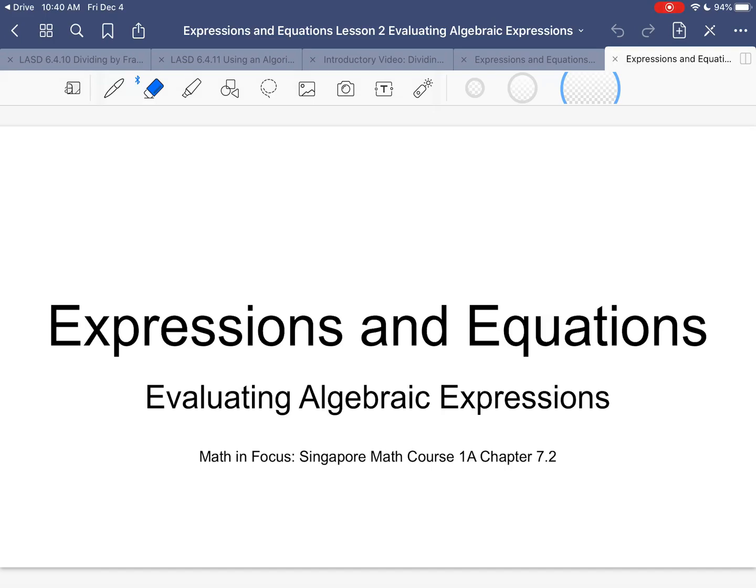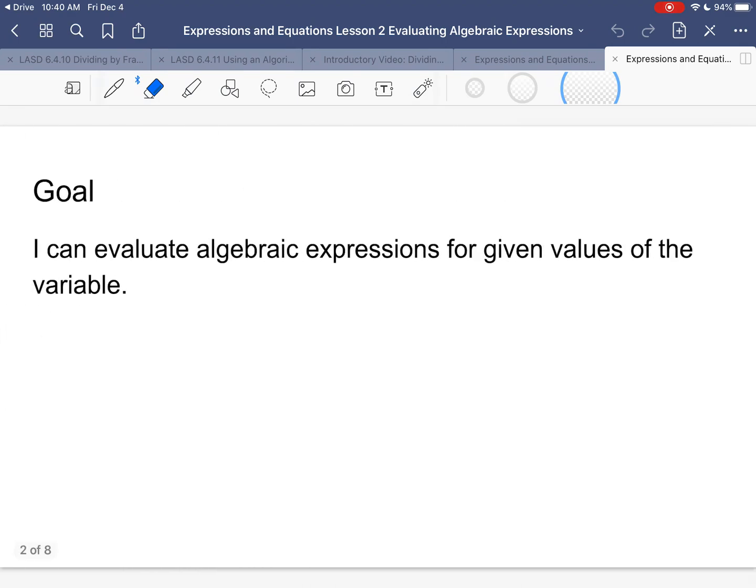Welcome back to the unit on expressions and equations. Today's lesson is about evaluating algebraic expressions. The goal of today's lesson is that you can evaluate algebraic expressions for given values of the variable.